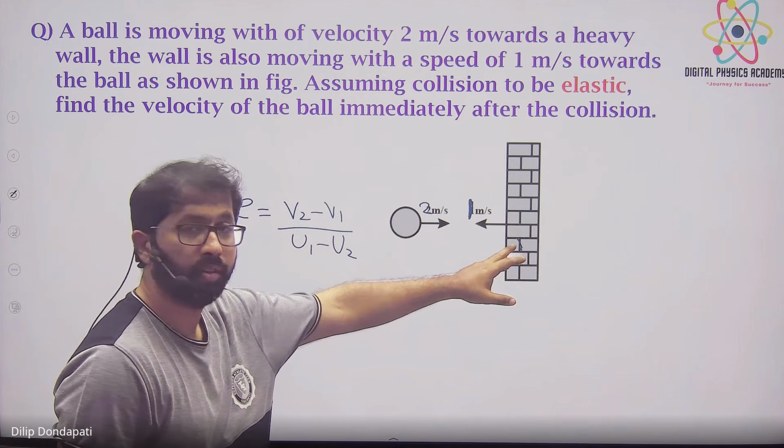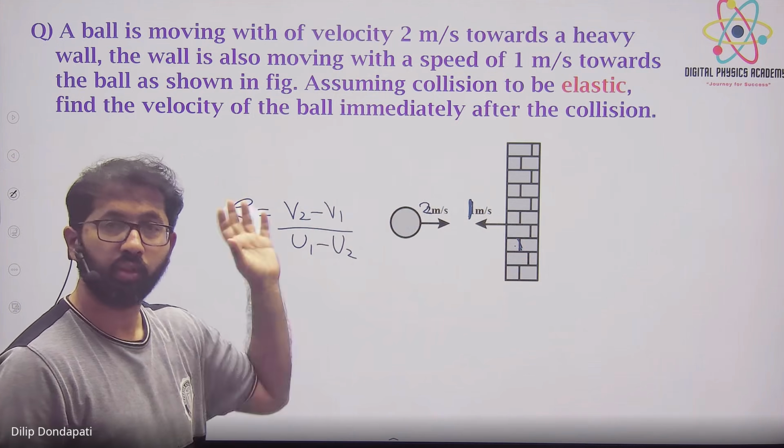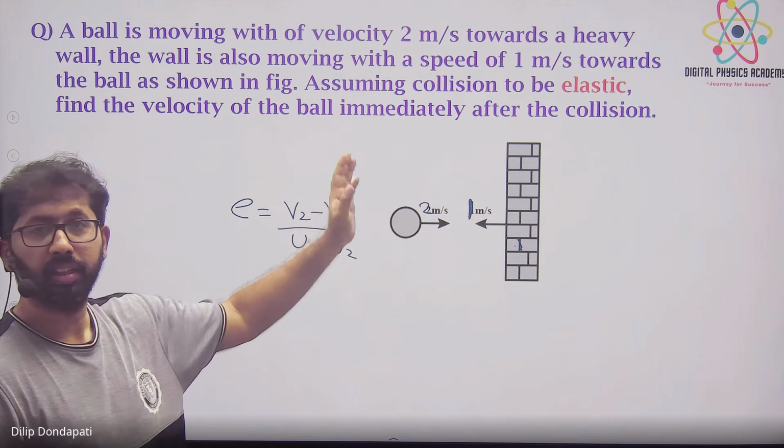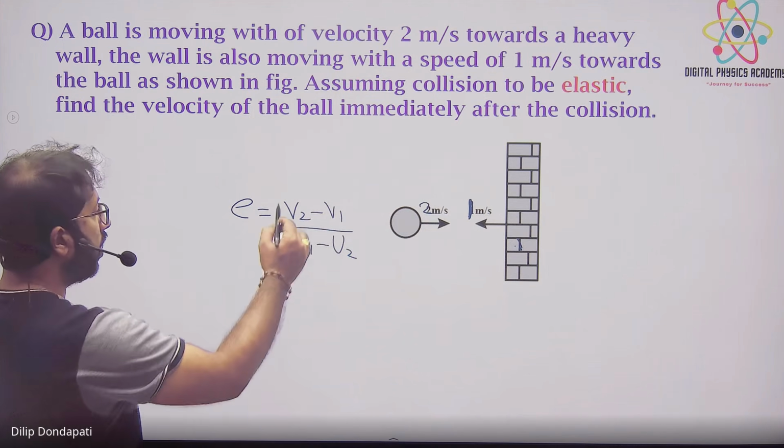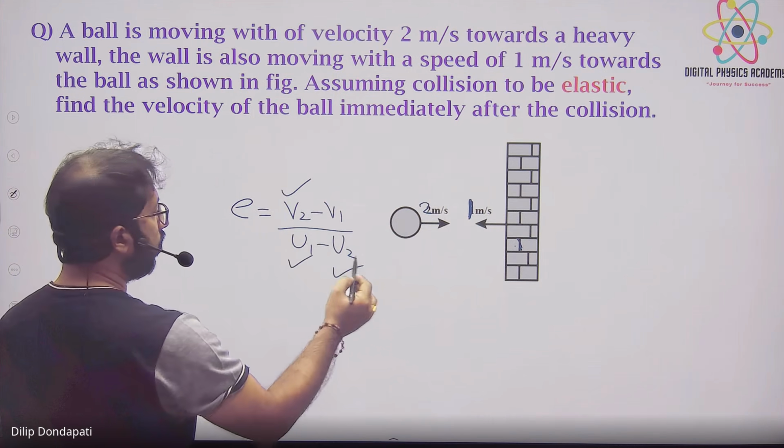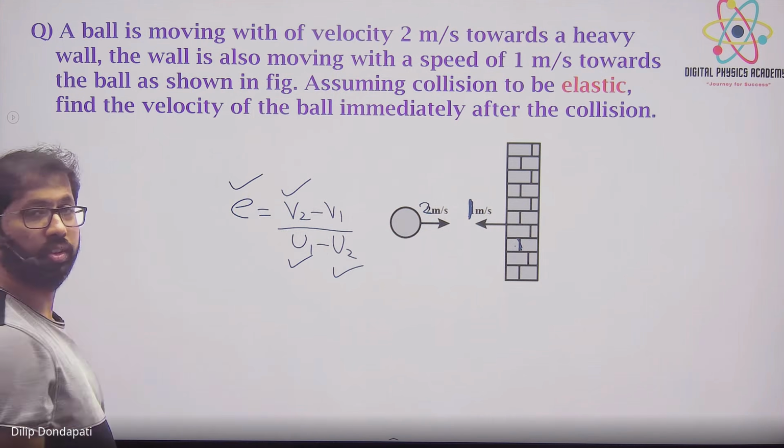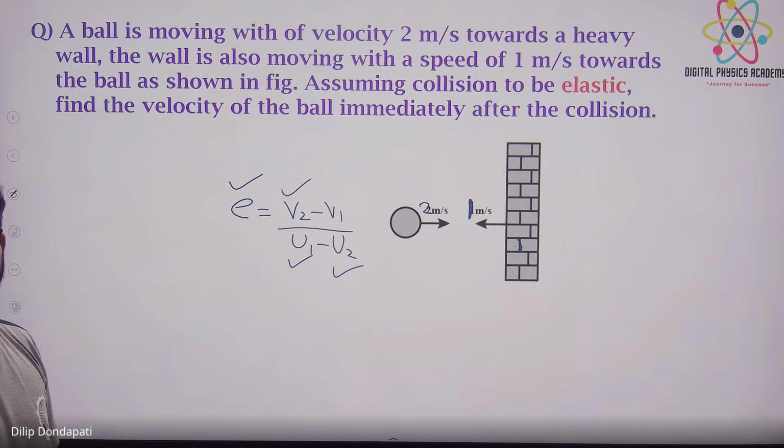What will V2 be? Tell me. V2 will be the same only. After collision also V2 will be the same, since it's a heavy mass. So V2 is given, U1 is given, U2 is given, e is given. Find V1. Sir, it will be 4. Minus, yes, minus 4.